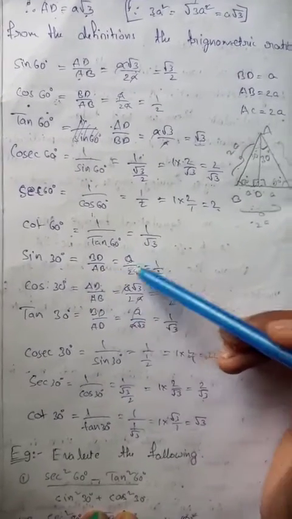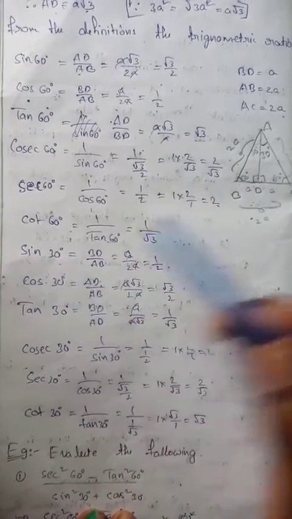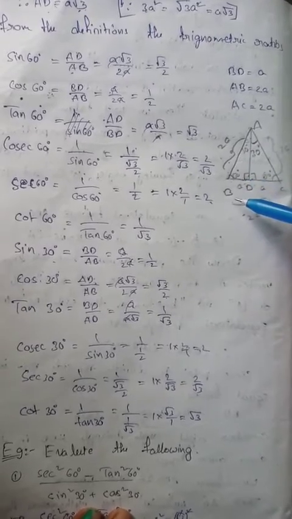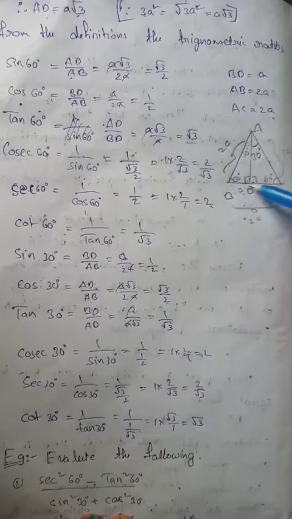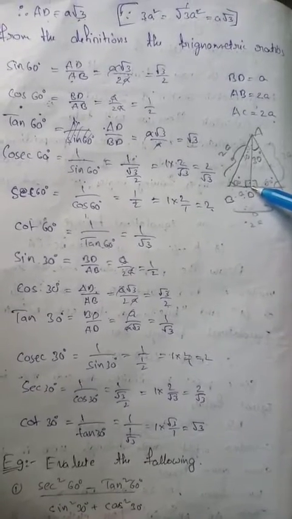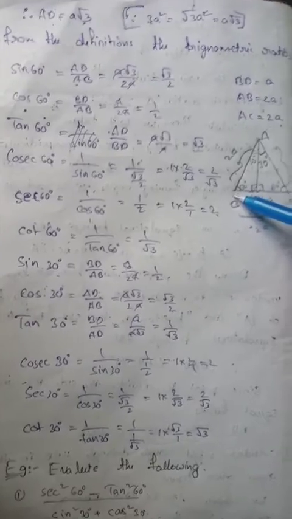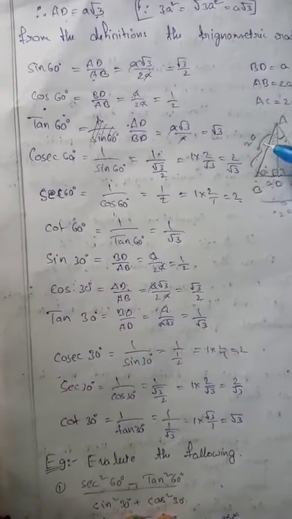Sin 30. Here 30 degrees came, and we have to see in this way, in this angle. Opposite by hypotenuse, that means A by 2A. A cancelled and 1 by 2 came.